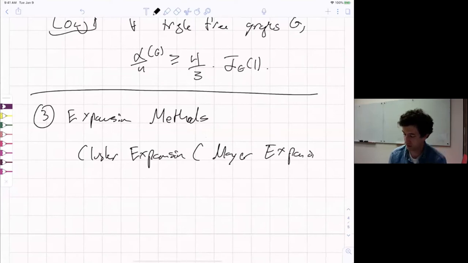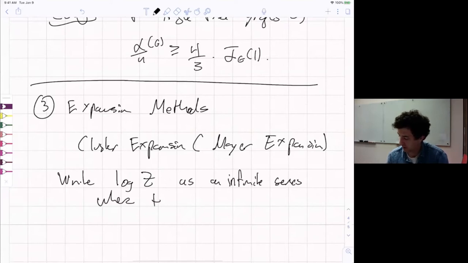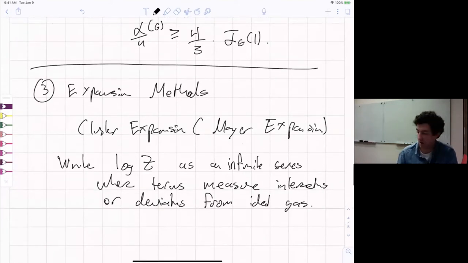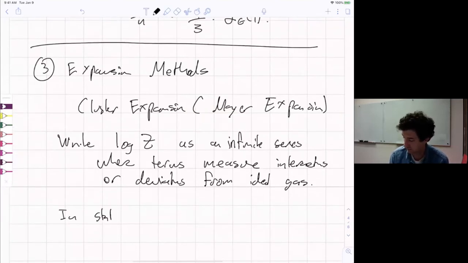The idea is to write the logarithm of a partition function as an infinite series where terms measure interactions, or in other words, deviations from the ideal gas. Okay, and how is it used in statistical physics? The idea is this is used to prove absence of a phase transition.